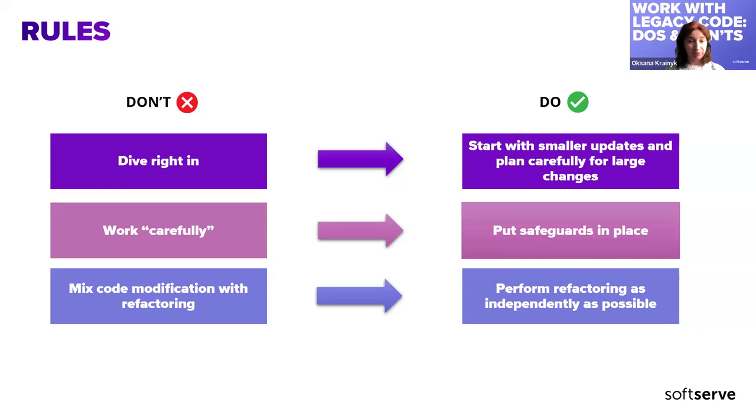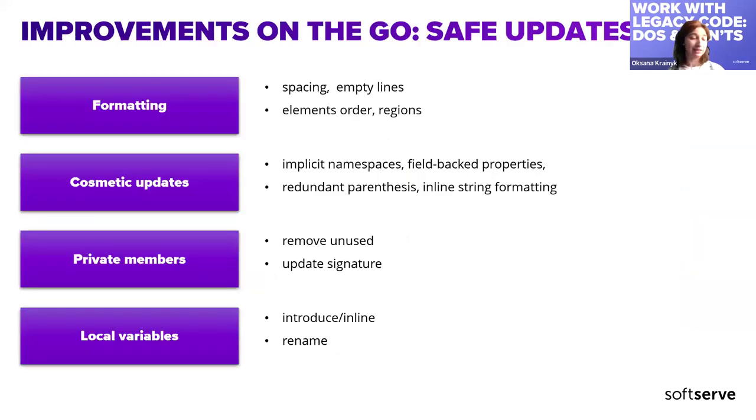And now we can at last go deeper into the details from our rules from the previous section. What are the safe improvements? What can we do while just browsing, reviewing, and going through our code regularly? The safe updates we can improve, or implement on the go.